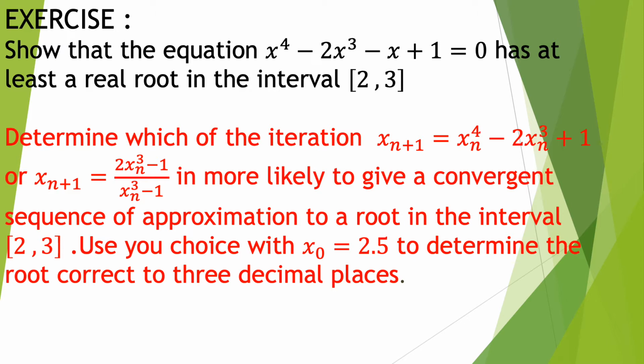Then followed by: determine which of the iteration x_{n+1} = x_n^4 - 2x_n^3 + 1, or the other iterative formula x_{n+1} = (2x_n^3 - 1)/(x_n^3 - 1), is more likely to give a convergent sequence of approximations to a root in the interval 2 and 3. Use your choice with initial value of x = 2.5 to determine the root correct to 3 decimal places.